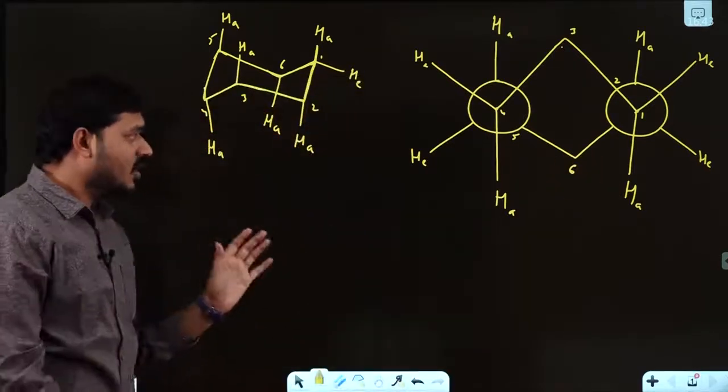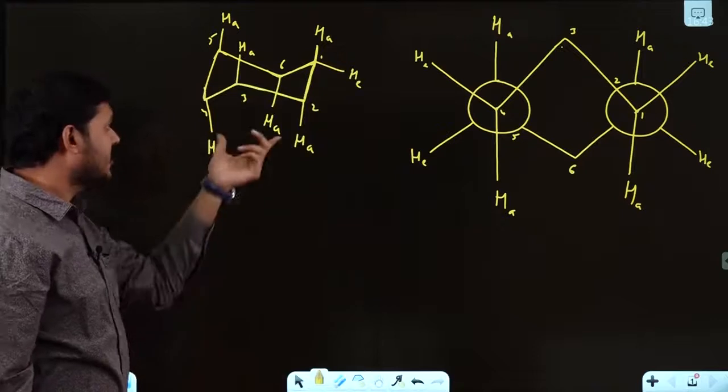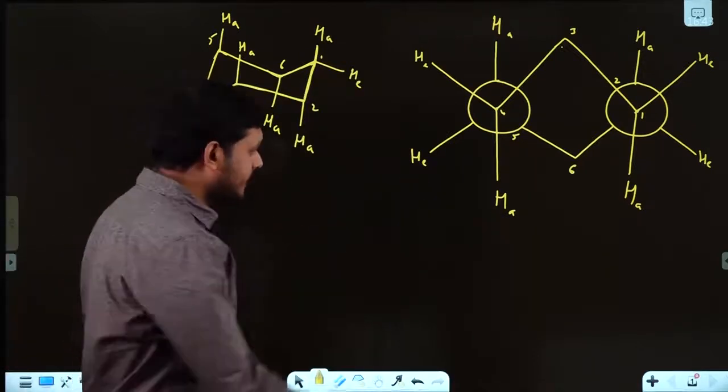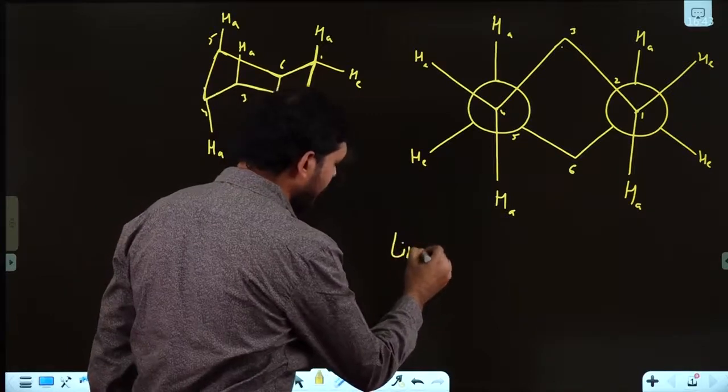Now, what makes us use the chair conformer and not the Newman projection formula? Let's understand the limitations.